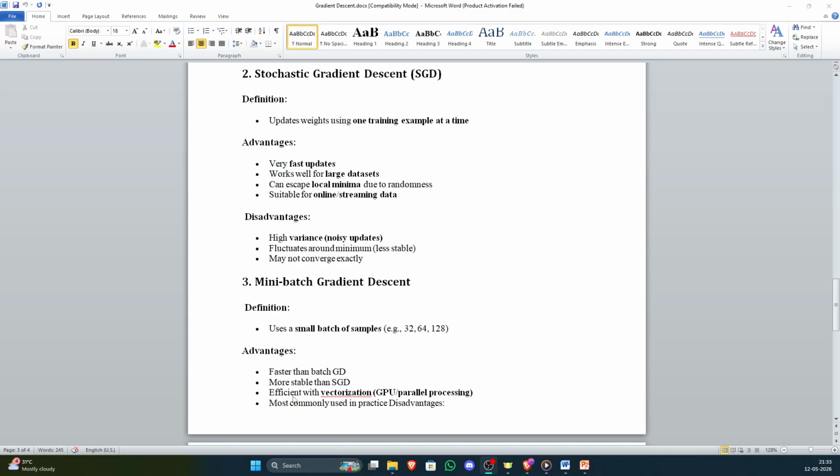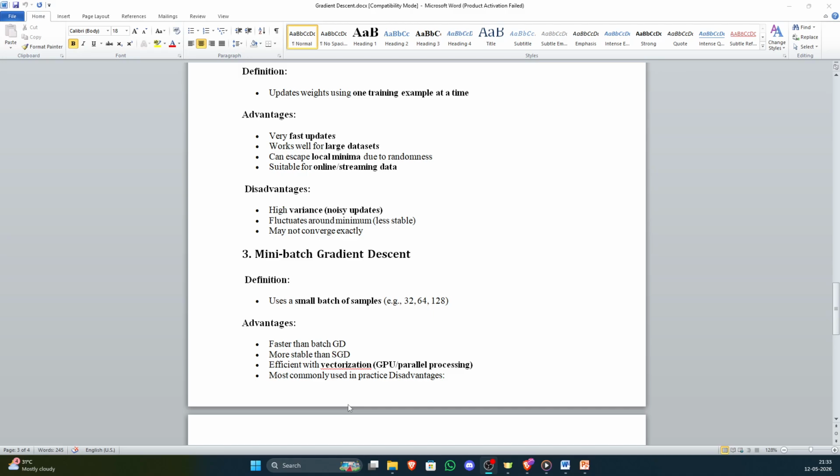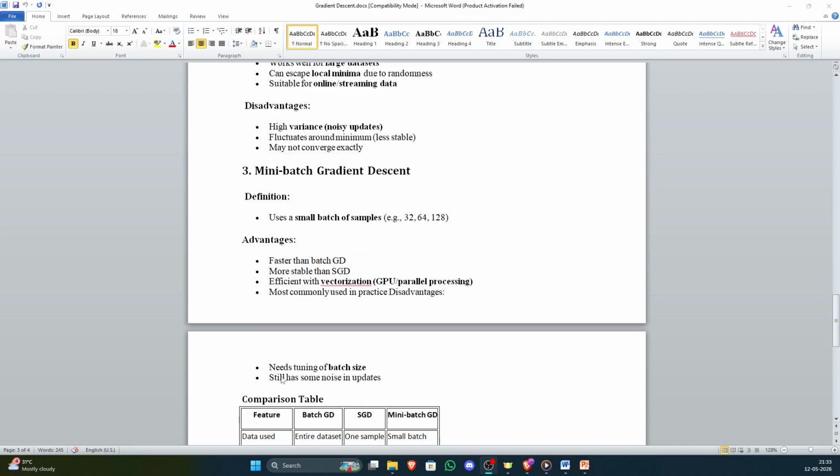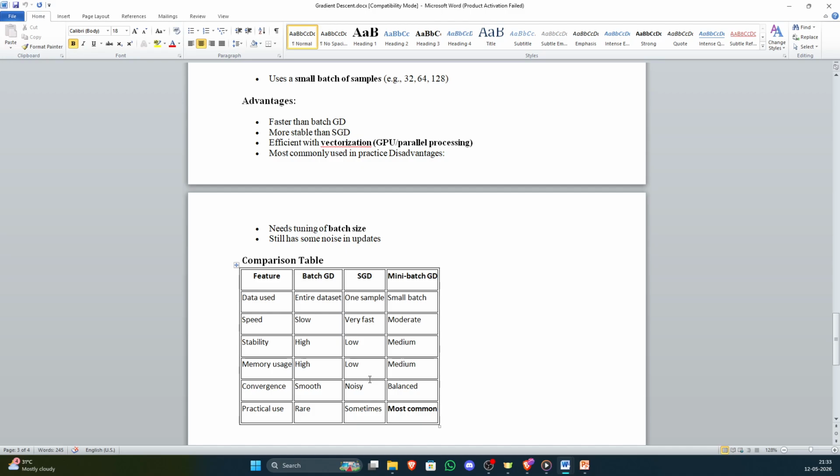Then mini batch gradient descent uses a small batch of samples, faster than batch GD, more stable than SGD, efficient with vectorization, that is GPU or parallel processing, most commonly used in practice. These are the disadvantages. Needs tuning of the batch size, still has some noise in updates.